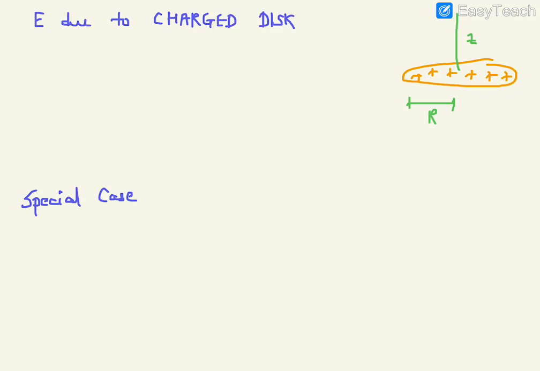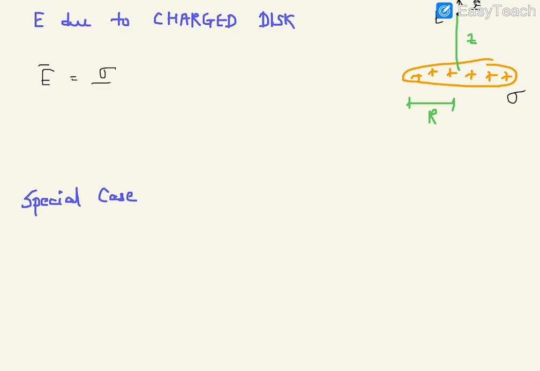Alright, now this is the last example that we have for the day, and the example is I have a disk with sigma as my surface charge density. This is a constant surface charge density. Now I have to find the electric field at point Z, and one thing we can say for sure is that the electric field will be along Z cap, because this is a symmetric object and the symmetry line is the Z axis.